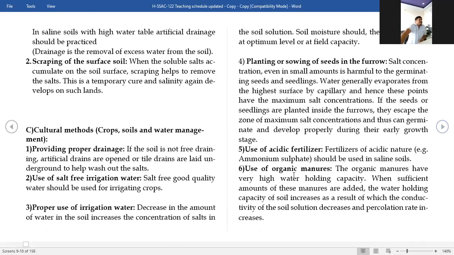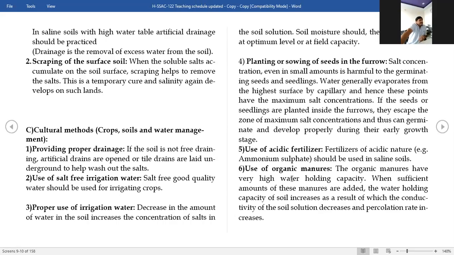Then the second mechanical method we follow for management of saline soil is scraping of surface soil. Scraping of surface soil with the help of spade, khurpi, just to remove surface soil which is white in color. In case of saline soil, this is a temporary cure and salinity develops again and again. This is the second method for management of saline soil.